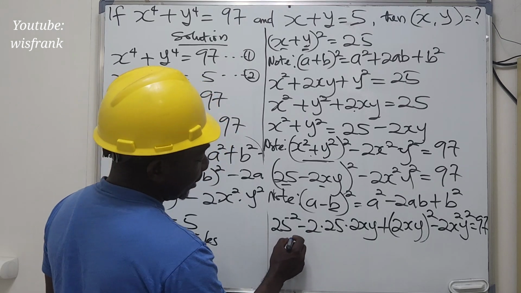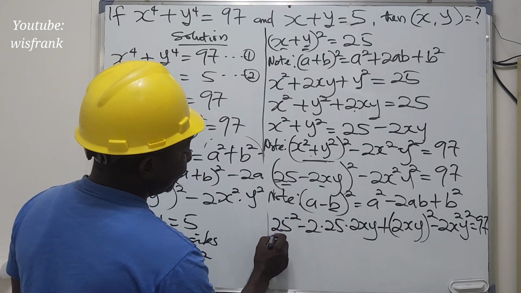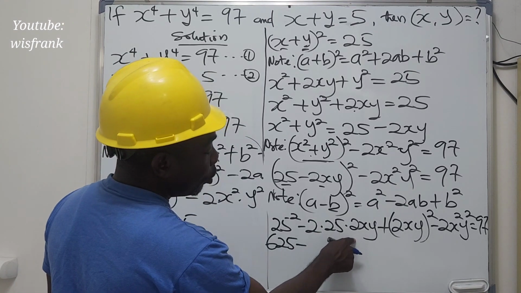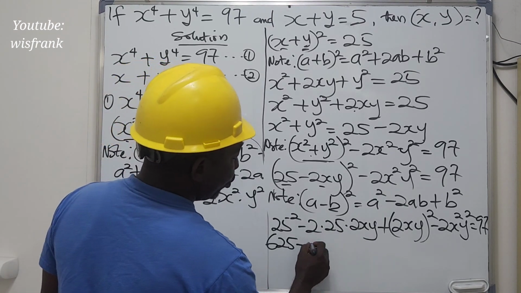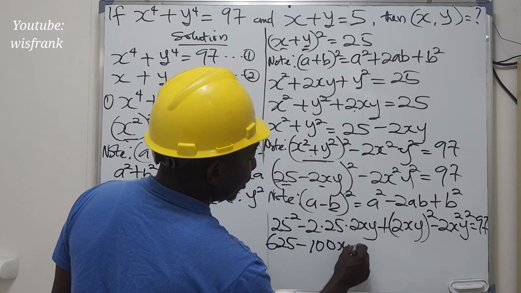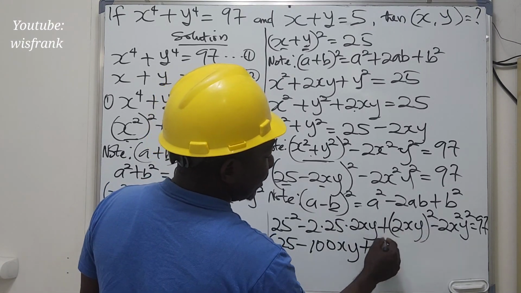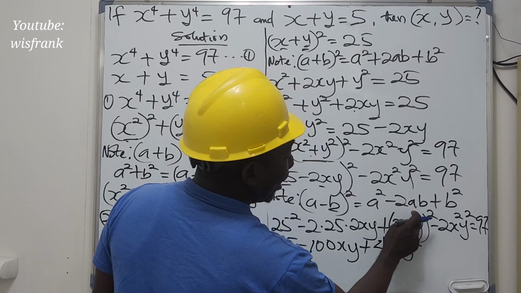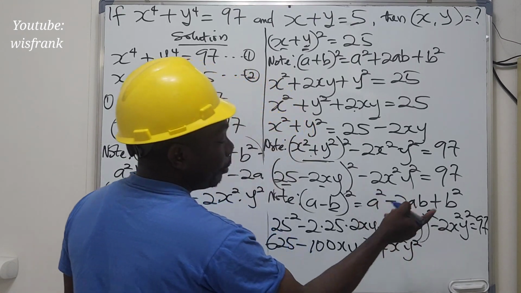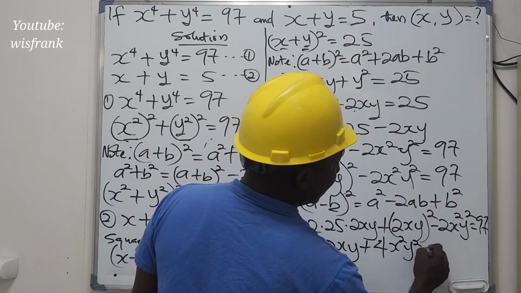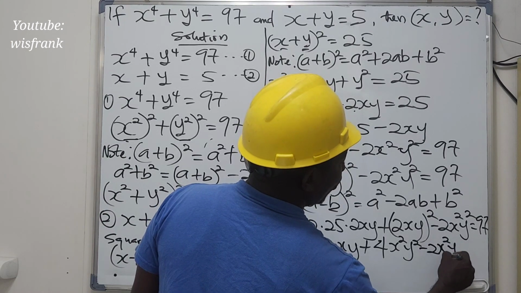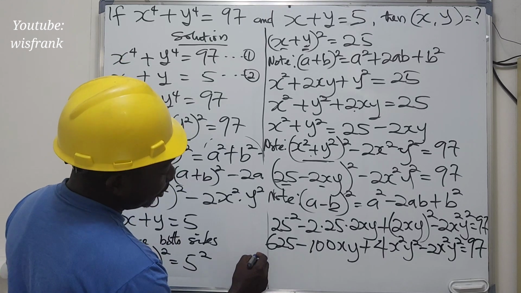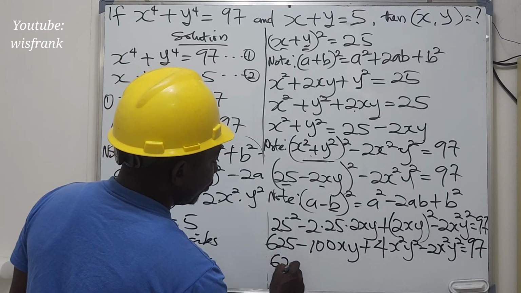We simplify this: 25 to the power of 2 is the same thing as 625, minus 2 times 25 times 2, which will give us 100xy, plus 4x to the power of 2 y to the power of 2, by distributing the power of 2 to this. So we have this as minus 2x to the power of 2 y to the power of 2 equals 97.